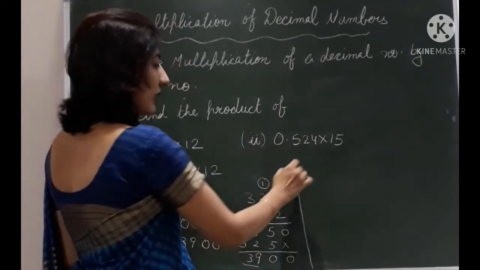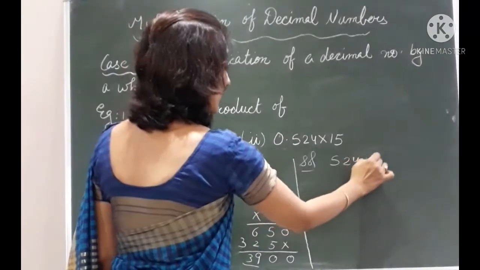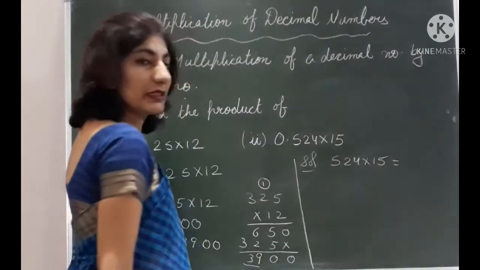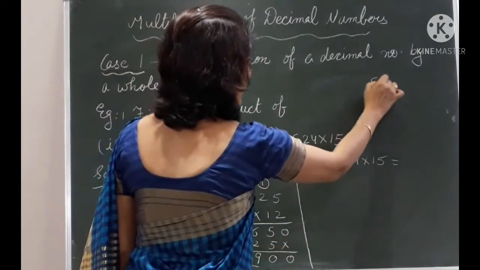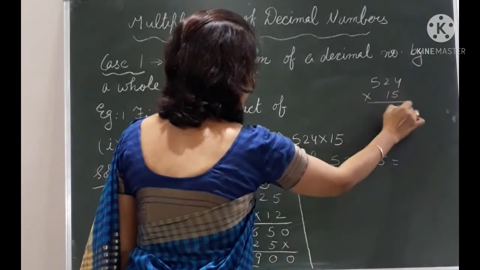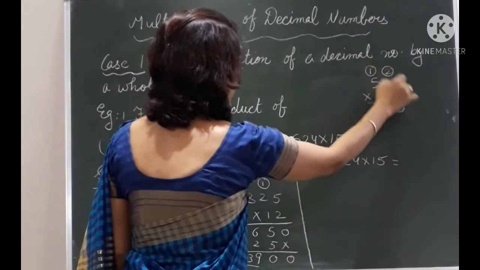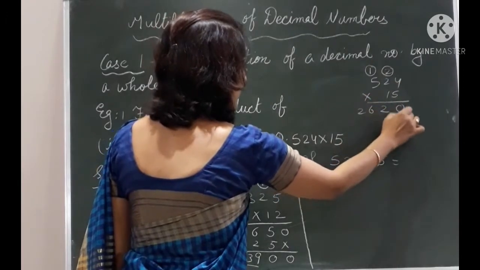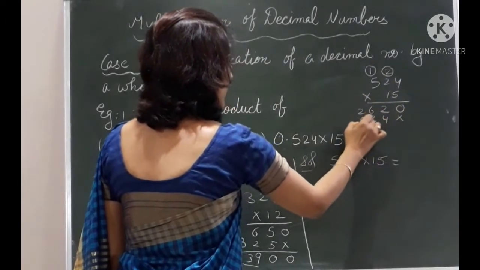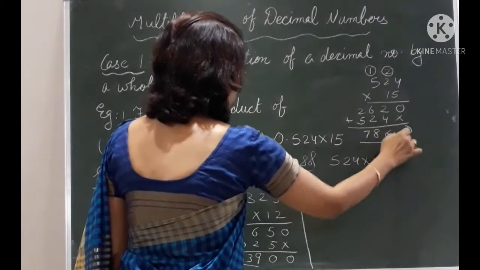Let us take another part. 0.524 multiplied by 15. So first I will write 524 multiplied by 15. I will multiply these two numbers. 524 into 15. 5 4s are 20, carry 2. 5 2s are 10, 12, carry 1, 25, 26. 4 1s are 4, 2 1s are 2, 5 1s are 5. Add.